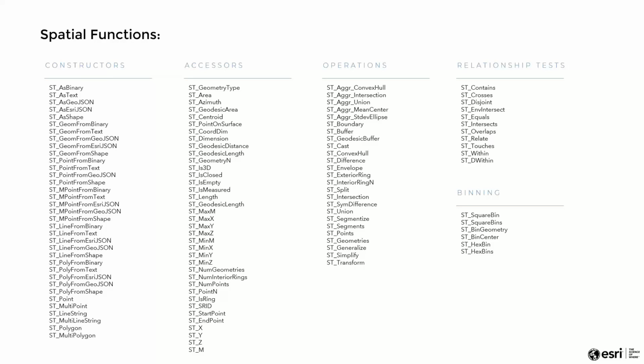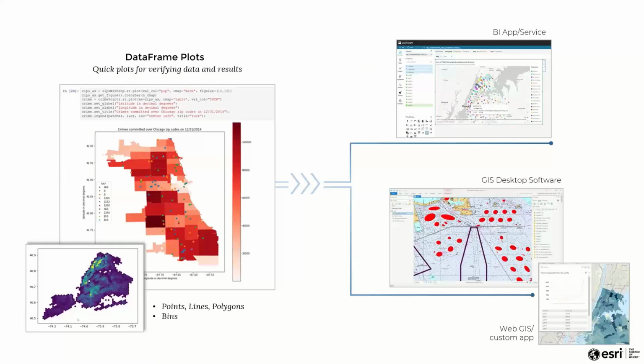So you can do things like find an intersection, do a union. You can also have relationship tests. So this is going to return a true or false. Is this point in that polygon, true or false? And of course, you can do binning as well. Square bins, hex bins, polygon bins. You can see some examples of that on the left.